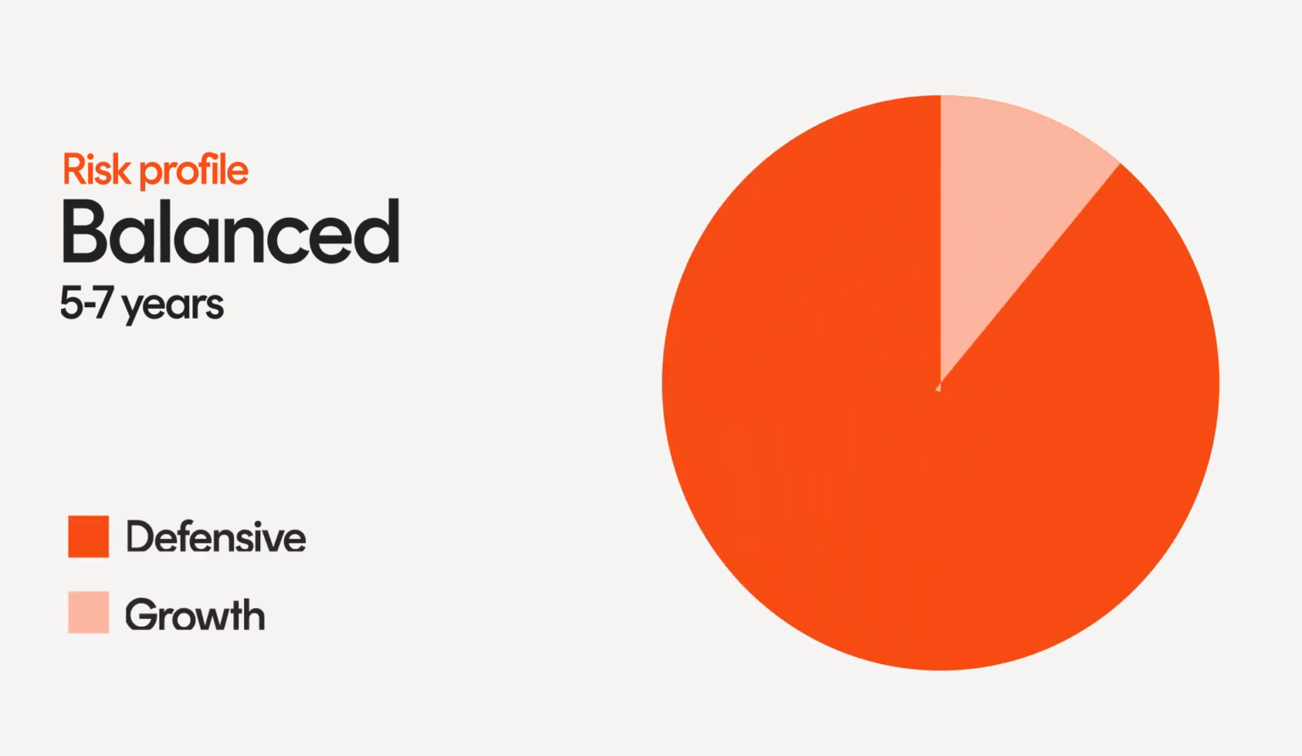A balanced investment portfolio typically is made up of around 50% defensive assets and 50% growth assets, with an investment time frame of around 5 to 7 years. If you're a balanced investor, you're more willing to accept some volatility in the value of your investments as a trade-off for increased potential returns.